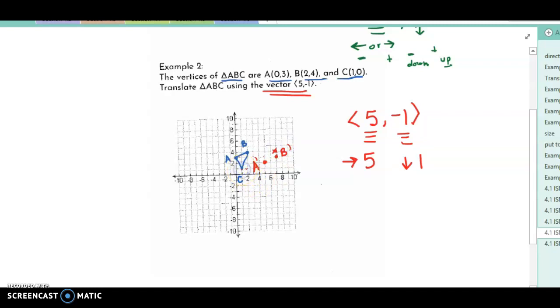And my C, I'm going right 1, 2, 3, 4, 5, down 1. This is my C prime. So this is my translated triangle using this vector.